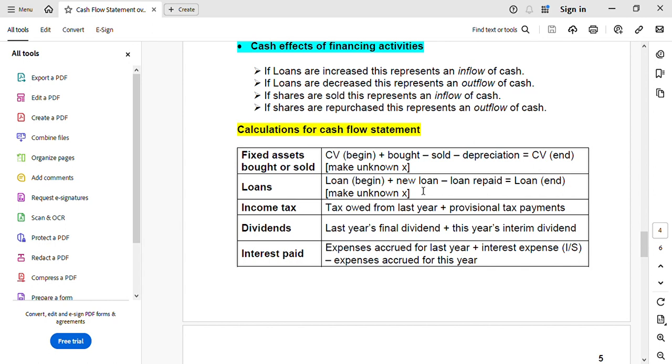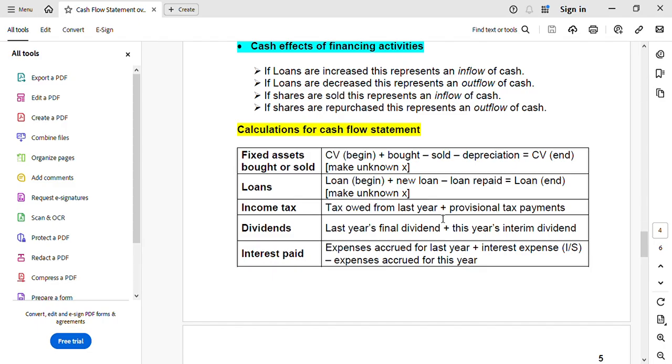Then loans. This here is if the loan increases as well as decreases during the year. So you start with your loan at the beginning of the year, you add any new loan, and you minus any loan repaid, and that must give you your loan at the end of the year, and whichever of these two you're trying to calculate, you make X.